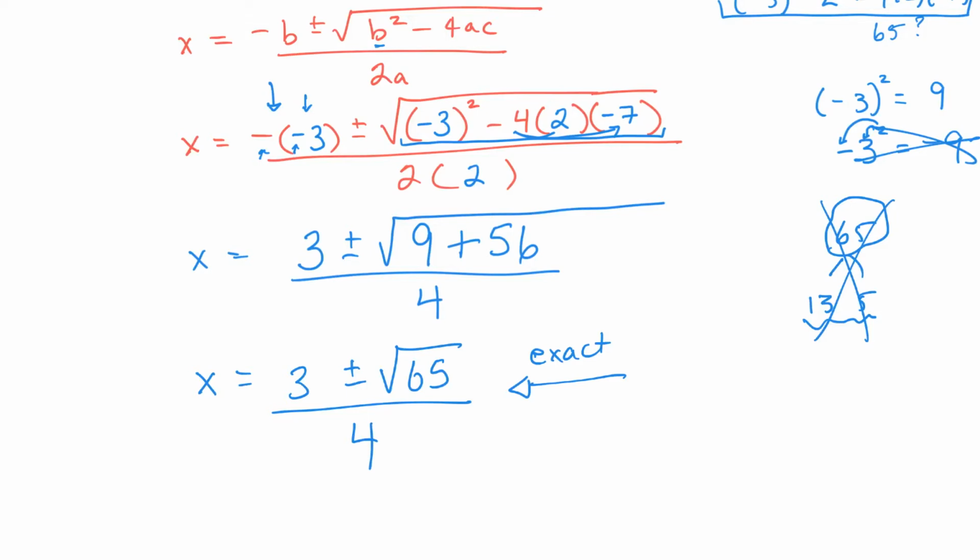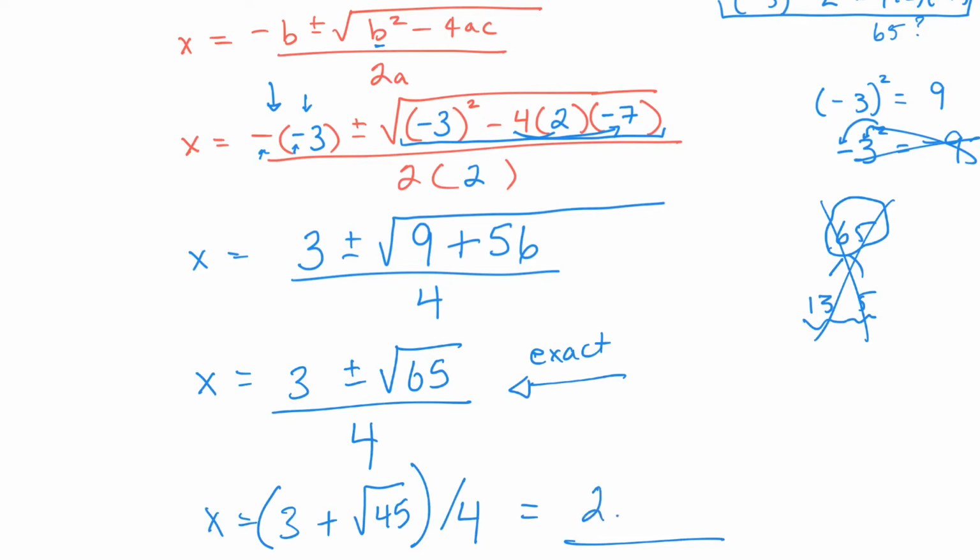If you were to put it in your calculator, 3 plus the square root of 65, in brackets, divided by 4, what you get on your calculator is maybe 2.4 or something like that, 2 point something or other. Whatever you get on your calculator, this would be an approximate answer. So you should be able to give an exact answer or an approximate answer. Hopefully that helps you clear up what you need to do underneath the square root of the quadratic formula.